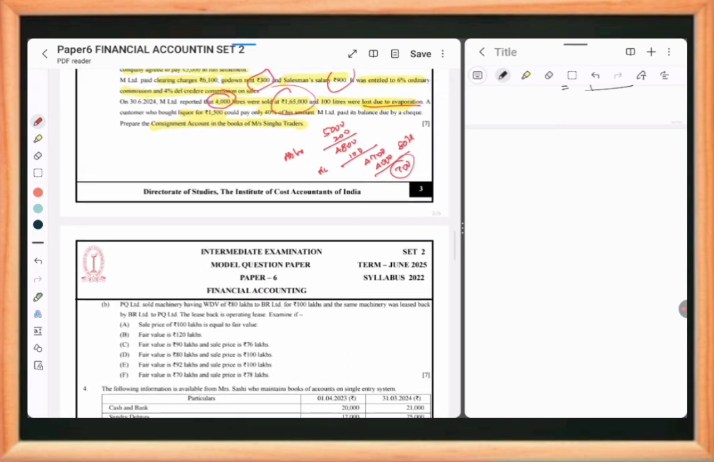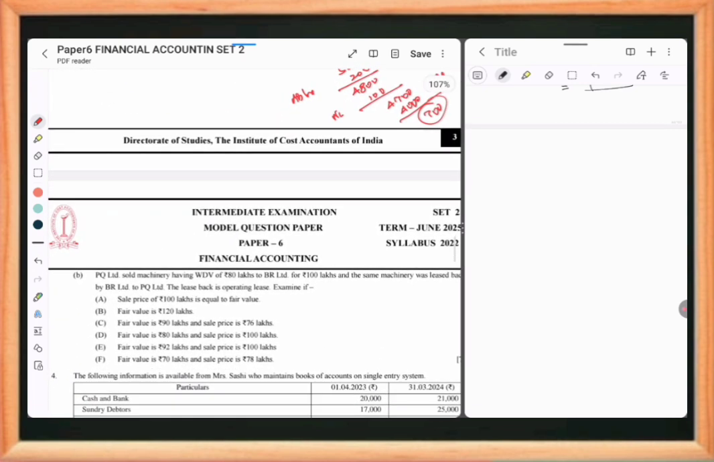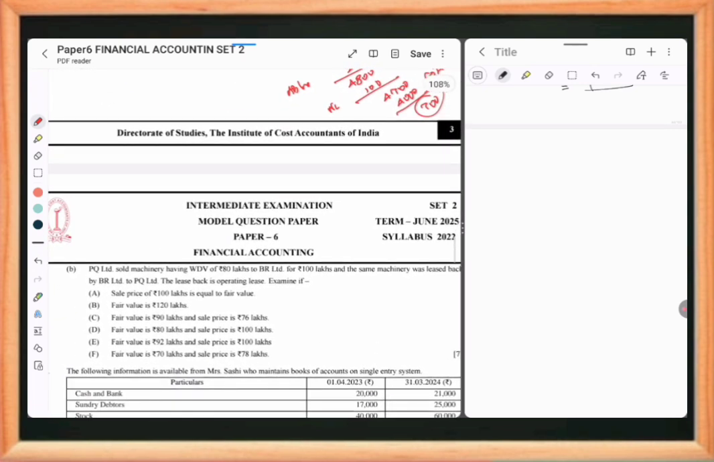So it is a theory based question. We will see one by one. PQ Limited sold machinery having written down value of 80 lakhs to BR Limited for rupees 100 lakhs. The same machinery was leased back by BR Limited to PQ Limited. The leaseback is an operating lease. Examine the impact. So, what will be the answer?